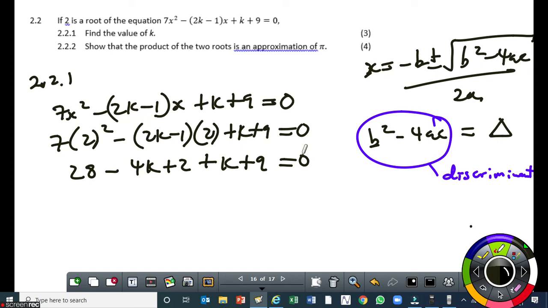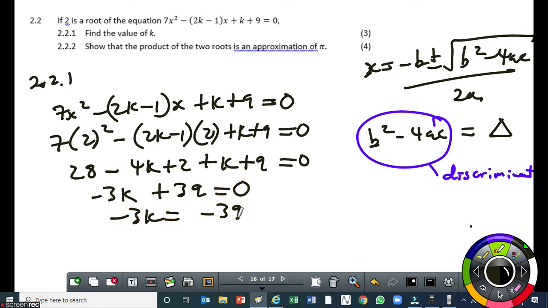Then here you get minus 3k. 28 plus 2 gives you 30. 30 plus 9 will give you 39 equal to 0. So you end up getting minus 3k equal to minus 39. You divide both sides by minus 3. So your k is going to be 13.